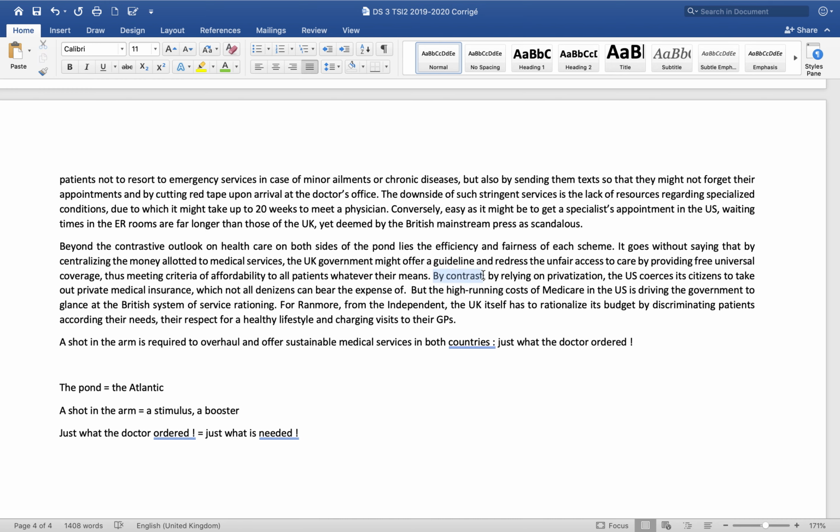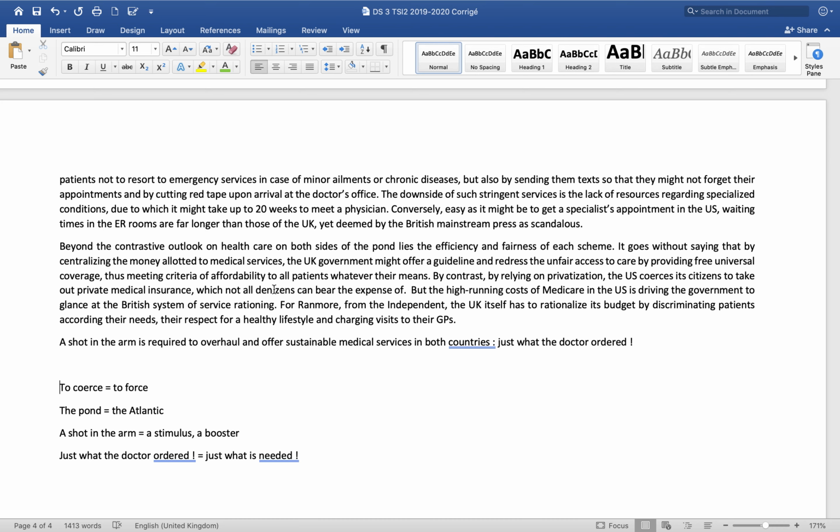But by contrast, so we're contrasting this with the US system. By relying on privatization, the US coerces, which is the same as to force or to impose. Okay? So the US forces or coerces its citizens to take out private medical insurance, which not all denizens can bear the expense of.